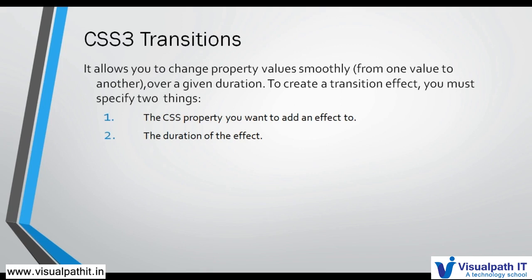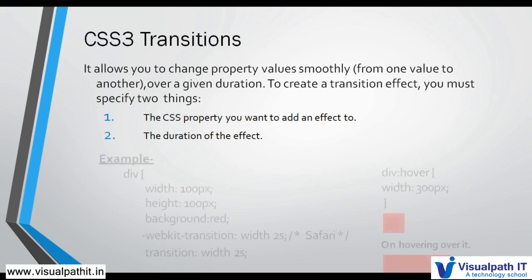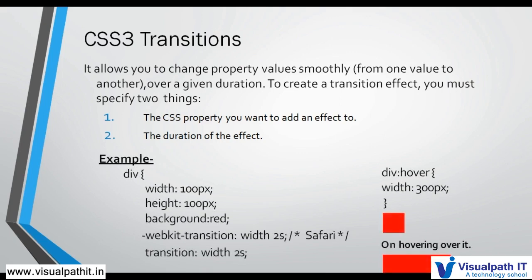CSS3 transitions allow you to change property values smoothly from one value to another over a given duration. To create a transition effect, you must specify two things: one, the CSS property you want to add an effect to, then the duration of the effect. For example, which you can see over here. At the right hand side, you can see there is a small red box, and then on the hover, it transitions from left to the right.